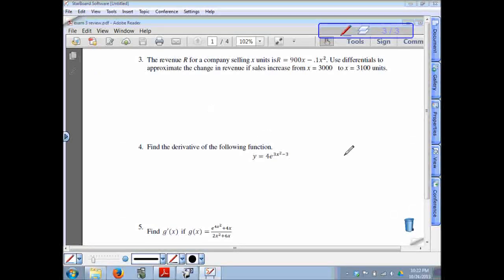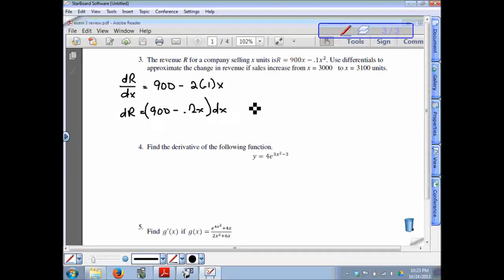Question 3, still from section 3.8. You need to use differentials to approximate the change in revenue. The change in revenue is actually delta R, but that can be approximated using dR, which is the differential. So we need to start off by finding the derivative of R with respect to x, dR/dx. That's going to equal 900 minus 0.2x, and then dR is equal to 900 minus 0.2x dx.